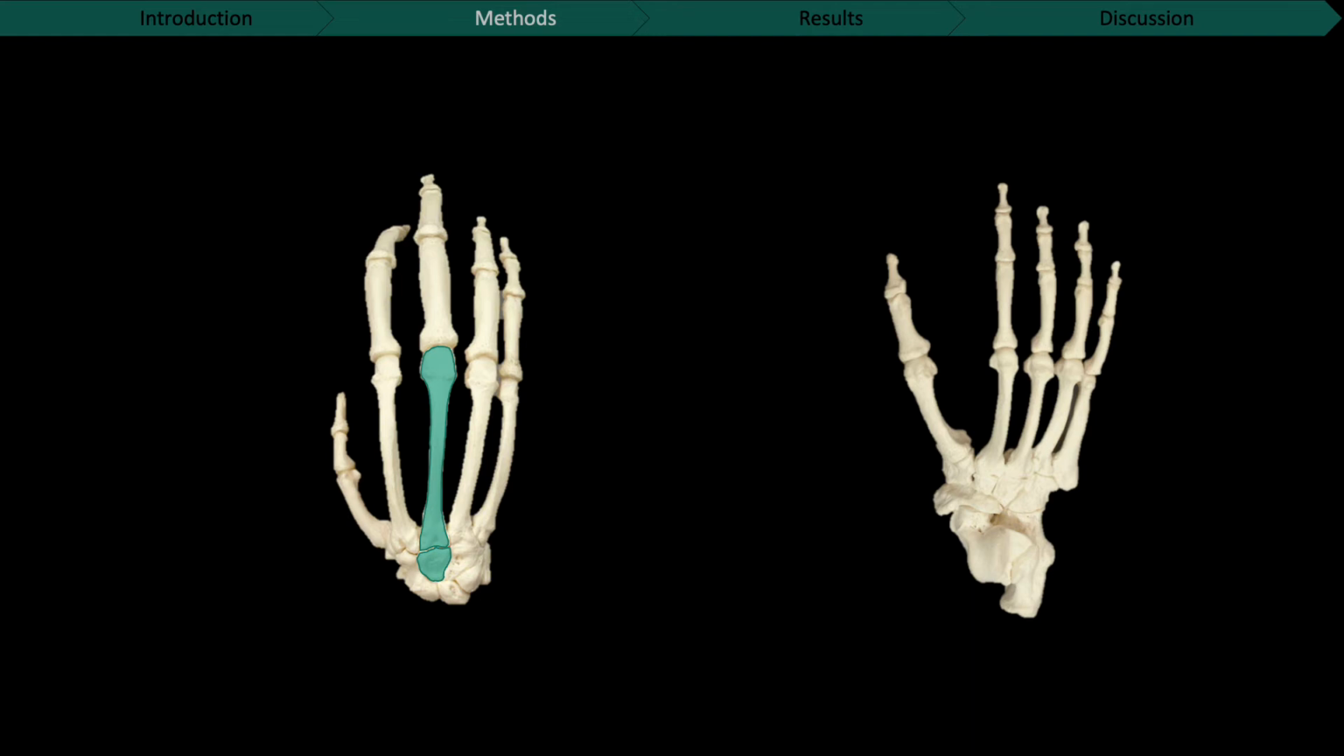In the foot, I targeted homologous elements, the lateral cuneiform and the third metatarsal. These bones are also among the first to ossify and are particularly relevant in comprising part of the human arch.